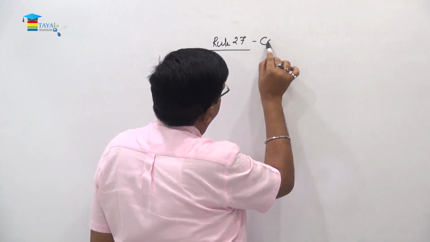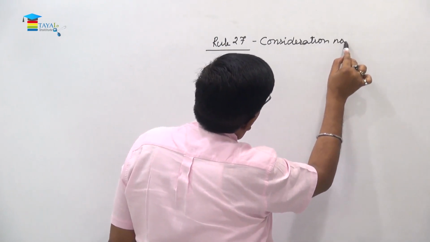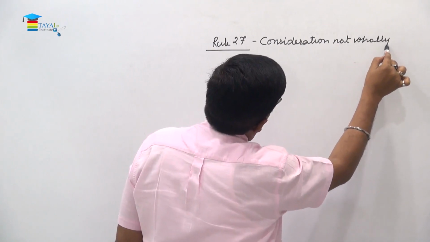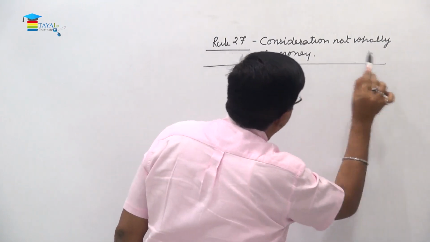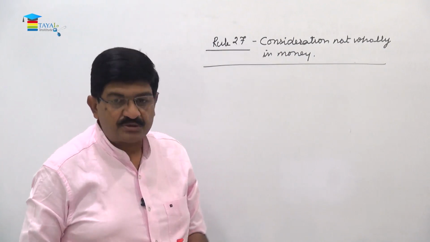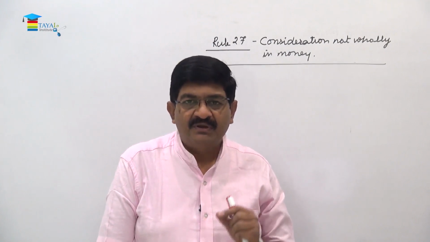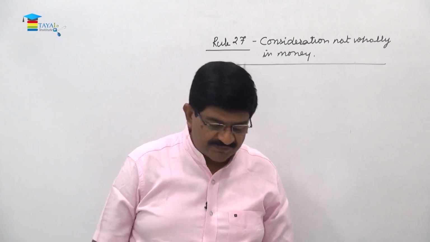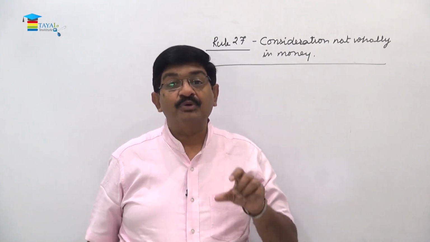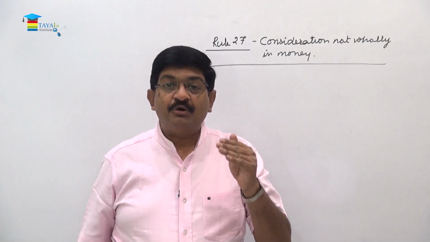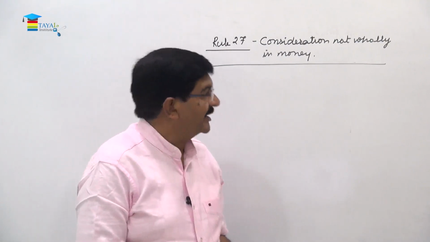So consideration not wholly in money. In that case, what shall be the value? So in this rule we have 4 options which are required to be followed in a sequence: A, B, C, D. So first of all, the value has to be under clause A. If it is not possible, then B. If A and B both are not possible, then C. And if A, B, C all three are not possible, then only D is relevant. So there is a sequence, right?